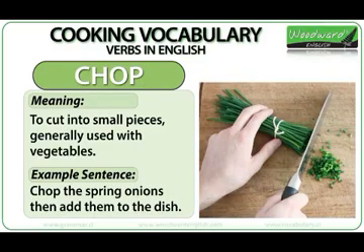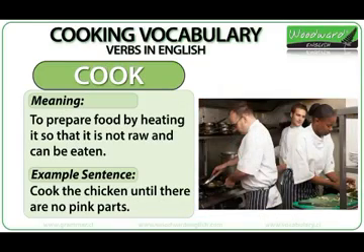Chop, to cut into small pieces, generally used with vegetables. Chop the spring onions, then add them to the dish. Chop. Cook, to prepare food by heating it so that it is not raw and can be eaten. Cook the chicken until there are no pink parts. Cook.